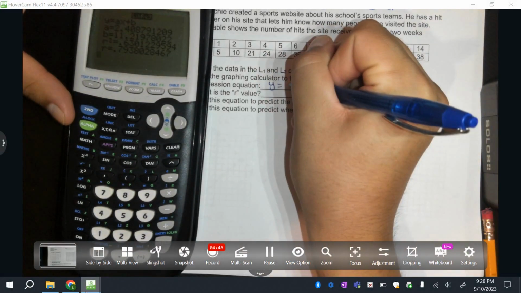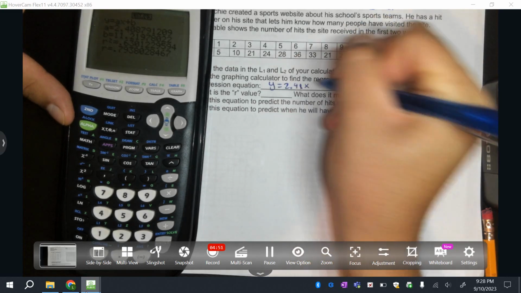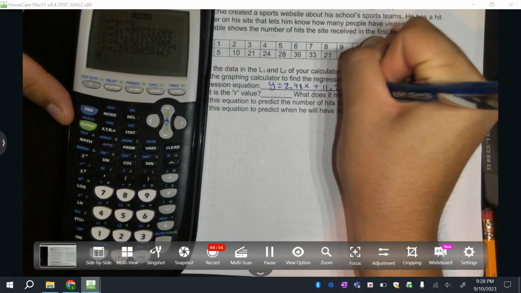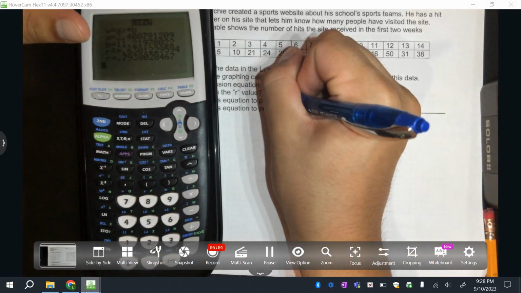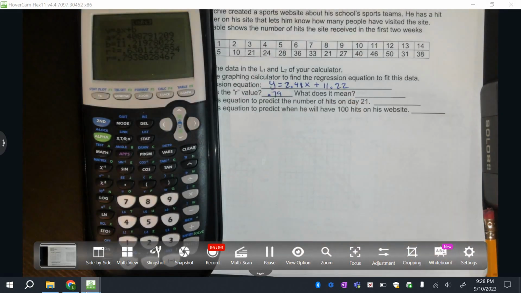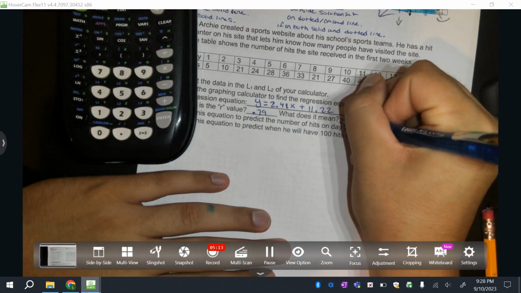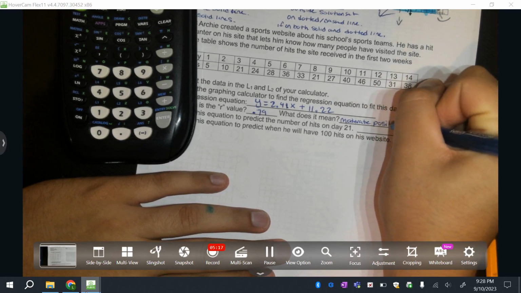With the regression, y equals 2.41x plus 11.2, and then we have an r value of 0.7. And then we have, you could say, moderate positive correlation.